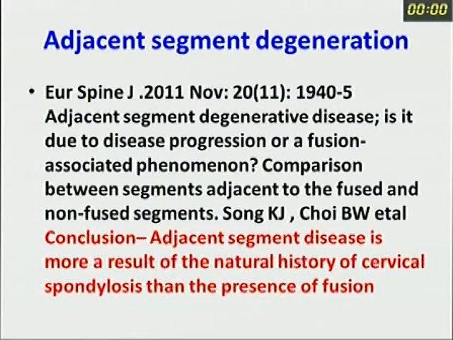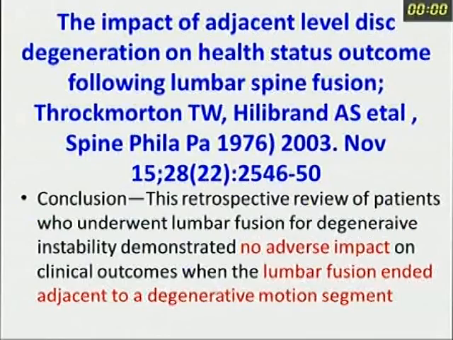About adjacent segment degeneration, there is a lot of debate on that, but the conclusion so far is that adjacent segment disease is more a result of the natural history of the disease than the presence of a fusion. And on the impact of adjacent level disc degeneration on health status outcome following lumbar spine fusion, this article says there is no adverse impact on the clinical outcome when the lumbar fusion ends adjacent to a degenerative motion segment.